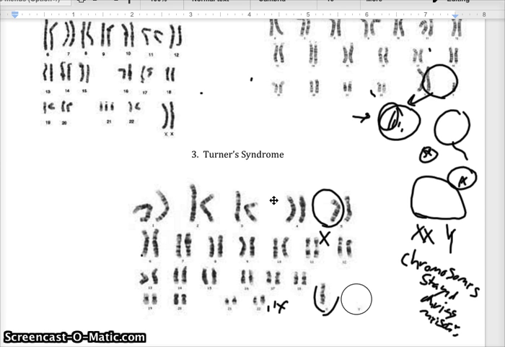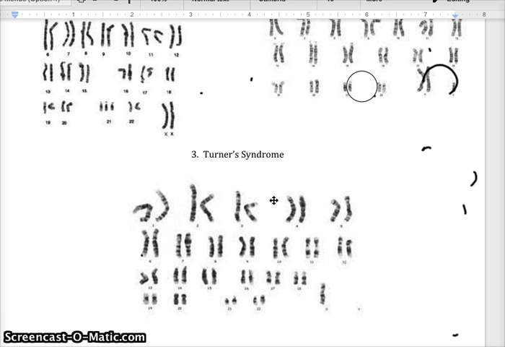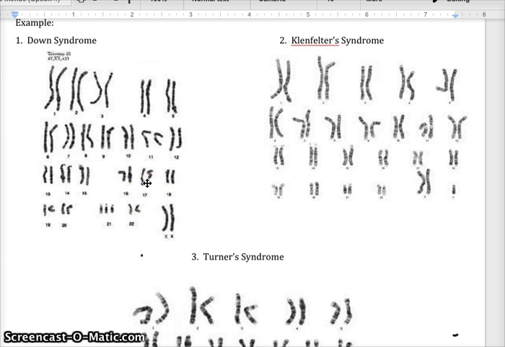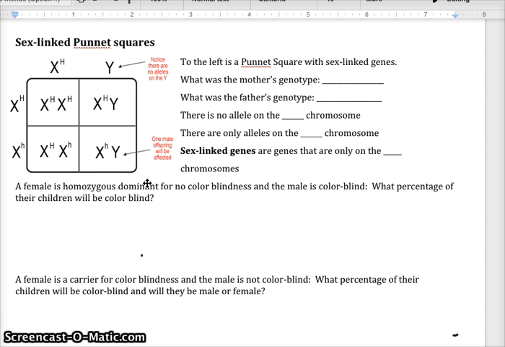Alright, so that whole first part was just to get you remembering about meiosis and fertilization and talking about other problems that can happen. A lot of this happens due to meiosis, so Down syndrome is more common when you're older because the eggs are going through meiosis longer, which causes more chromosome errors. Alright, so now sex-linked Punnett squares.